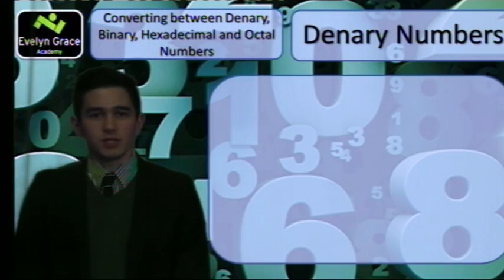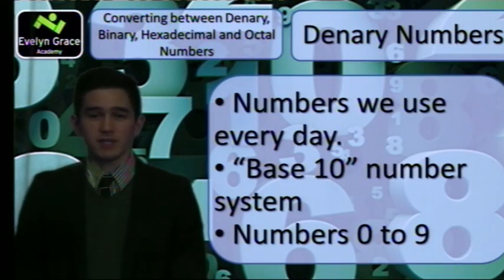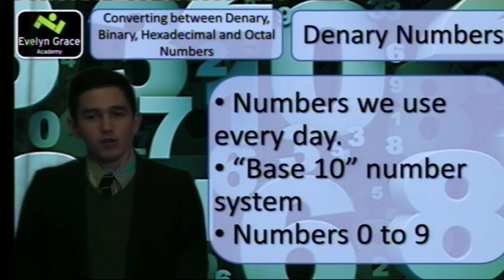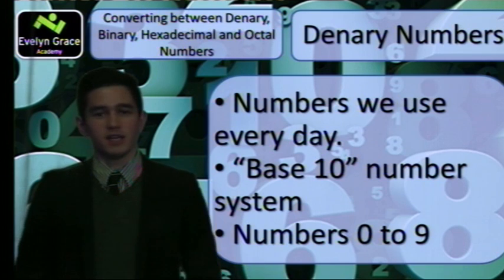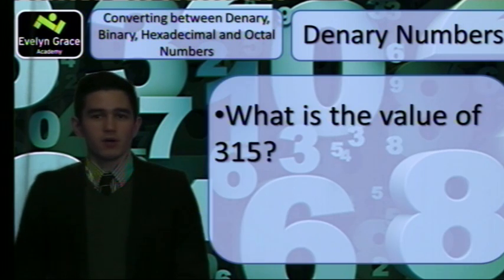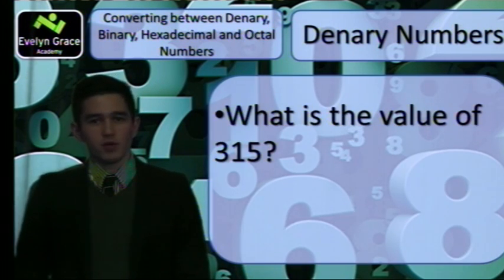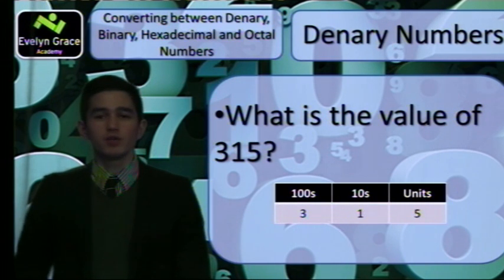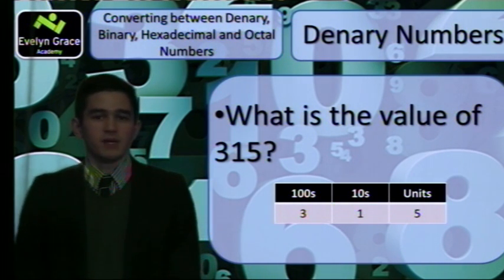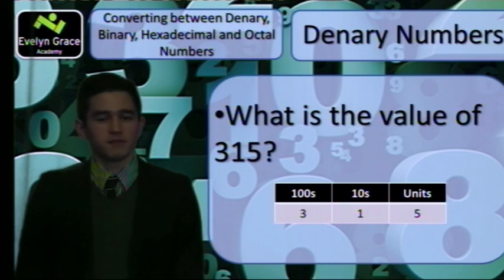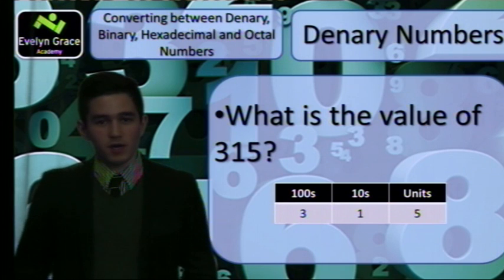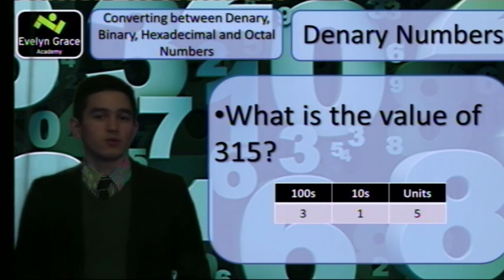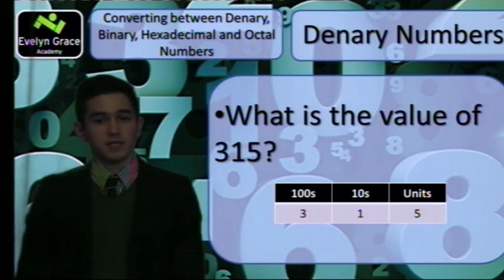So denary numbers, let's start off with that. That's the everyday number. It's base 10, numbers 0 to 9. We use them in lessons and in life generally. Now, if I said to you, what is the value of 315, you would know that the 3 would mean 300, the 1 would mean 10, and the 5 means 5 units. So we don't need to know that. We can do that automatically. We can automatically work out what that value is.